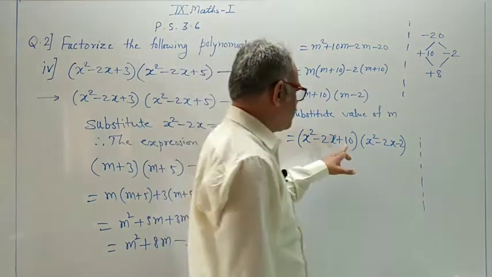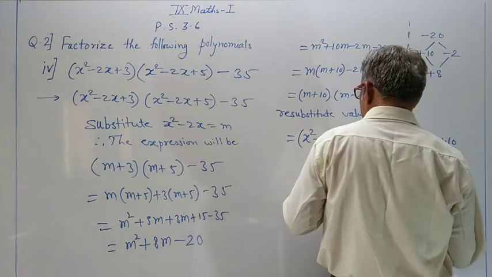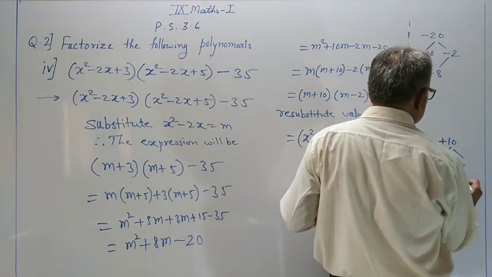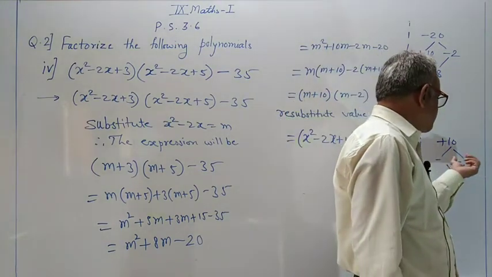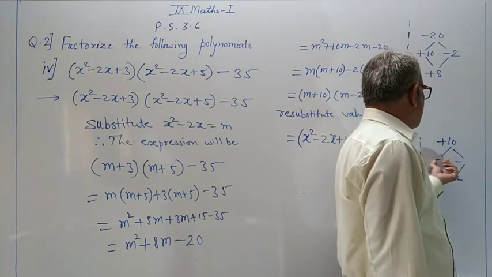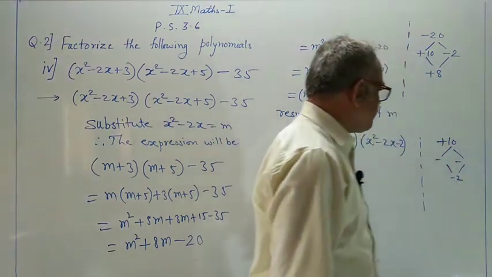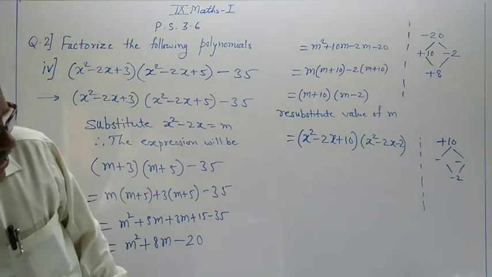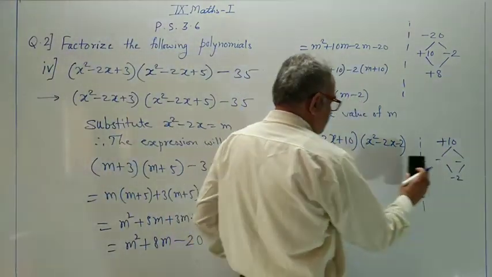Now we will check. To get positive 10 as product, both will have the middle term sign and the addition should be minus 2. Is it possible? No. 10 1s are 10, minus 10 minus 1 will be minus 11. 5 2s are 10, minus 5 minus 2 will be minus 7, it cannot be minus 2. So it is not possible. It is not possible means this cannot be further factorized.